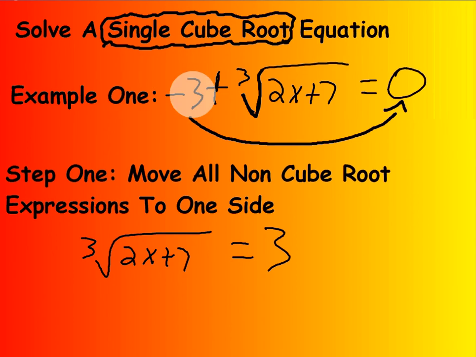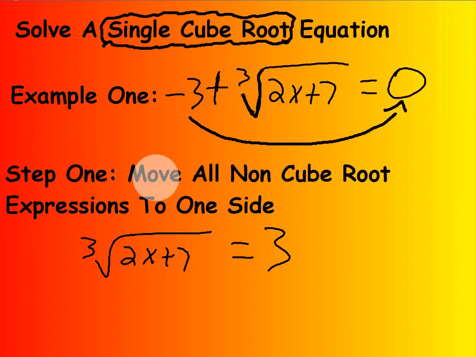We have -3 plus the cube root of 2x plus 7, all of that equal to 0. Again, this is a single cube root equation because there's only one cube root expression in it. If there's more than one, that's a whole other set of steps we would follow. So anyway, let's do these steps. We're going to get the right answer.